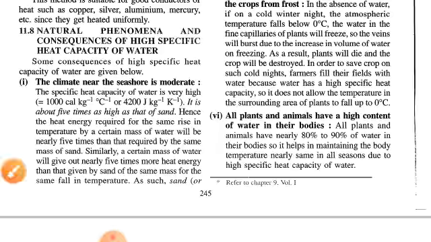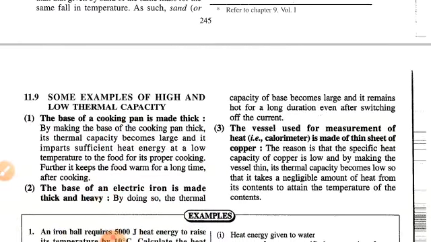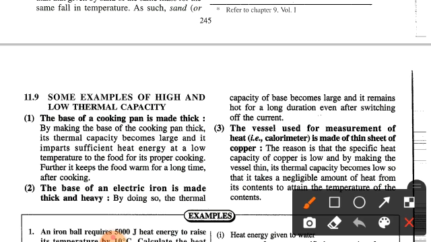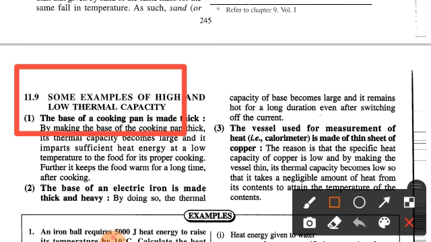So that's all for today's class, students. As you can see here, we have completed our topic, and in our next class we are going to take some examples of high and low thermal capacity. This is the next topic we have to discuss in our next lecture.